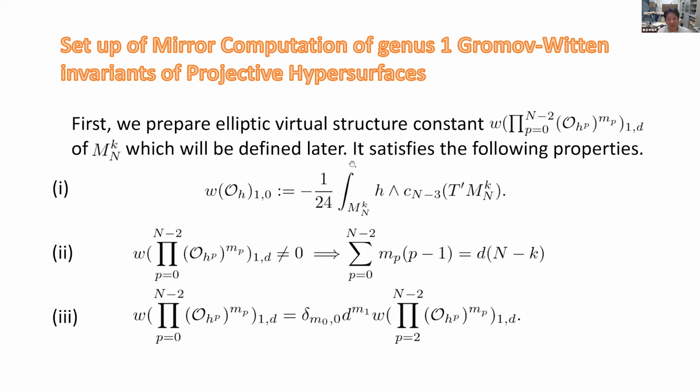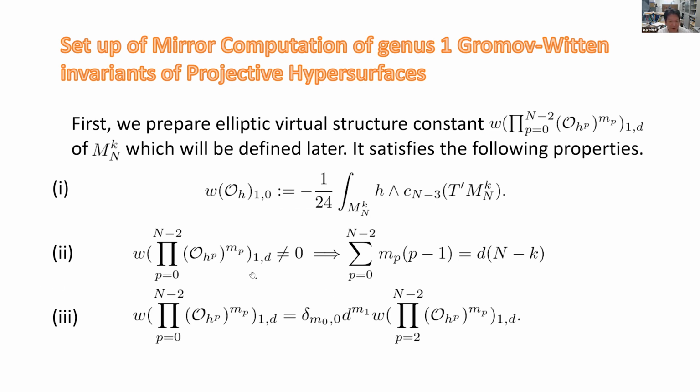Up to now, we have introduced some characteristics of this elliptic vertical structure constant. The first is the value of the elliptic vertical structure constants that corresponds to degree zero maps from a genus 1 curve to a hypersurface. And this is given by this formula.